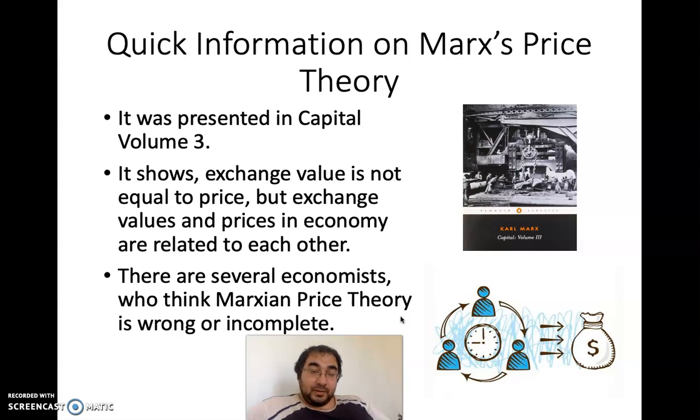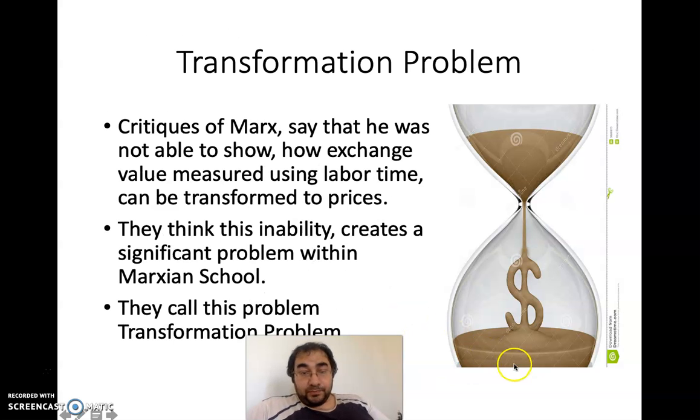So the people who think that Marx was not able to show how exchange values and prices are related to each other call this problem the transformation problem. It is, from their perspective, the problem of transforming the exchange values of commodities to the prices of commodities. And there have also been several Marxists who aim to show how this problem can be solved, how this incompleteness of Marx can be completed.